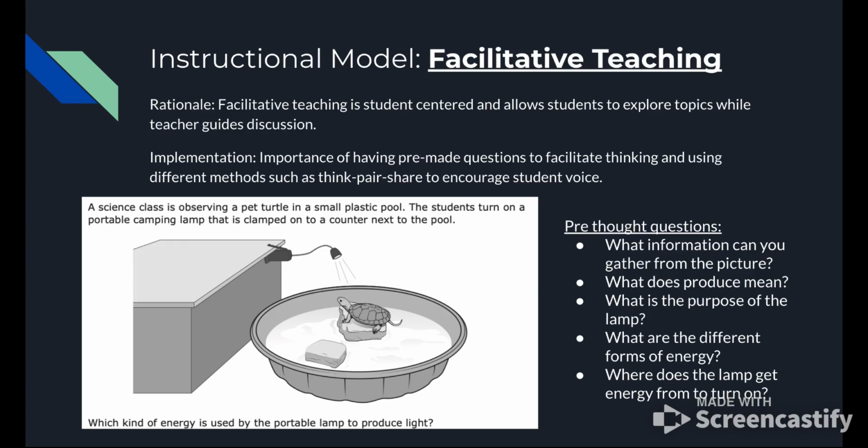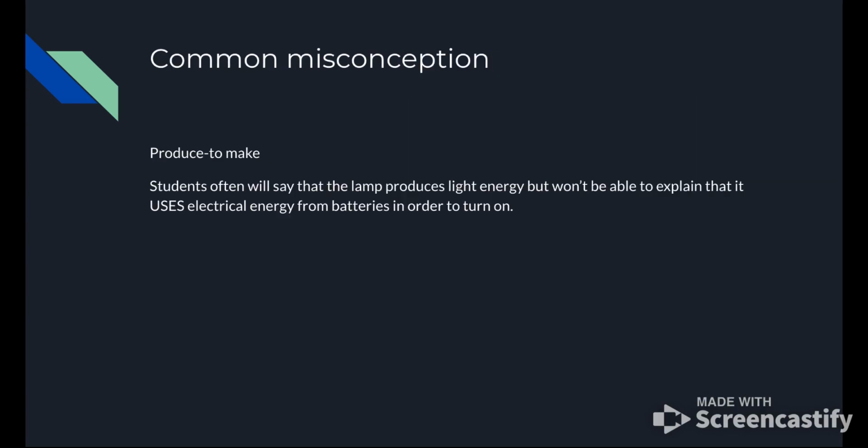facilitating that learning, here are some common misconceptions. So common misconceptions with students are first understanding that the word produce is to make. If they're not understanding that, they're already going to have a big problem trying to identify the answer to this question. Now, also, students often will say that the lamp produces light energy, it makes light energy, but won't be able to explain that it actually uses electrical energy from batteries to turn on.